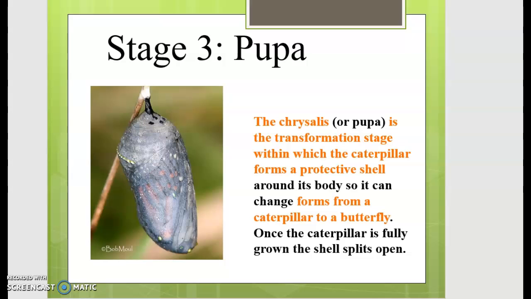Okay, it turns into something like this, and can you see on the inside what's happening? It used to be a caterpillar, but now it's turning into a what? A butterfly. You can see its color, and I believe these are wings. So let's see what the next stage is.